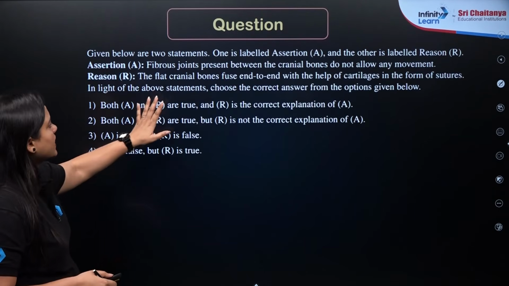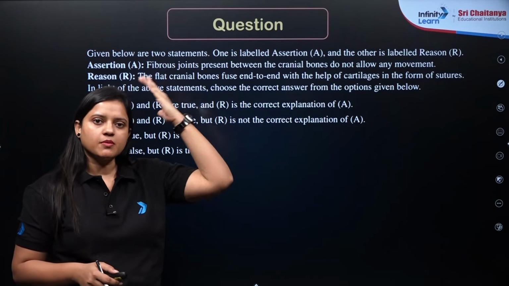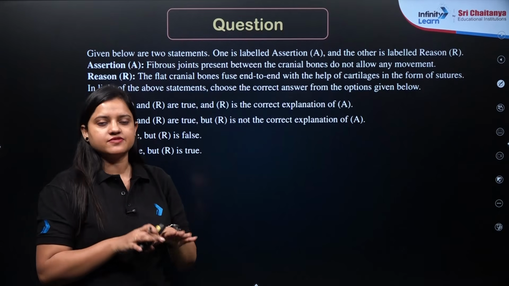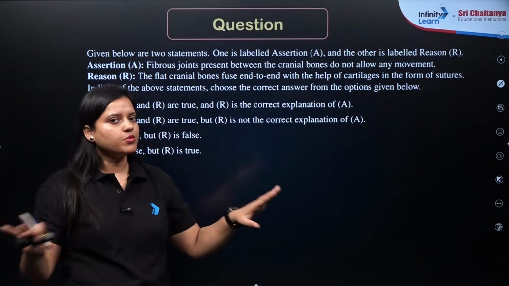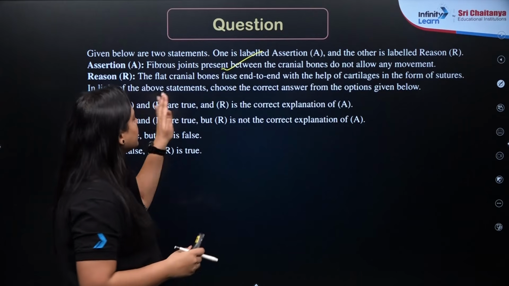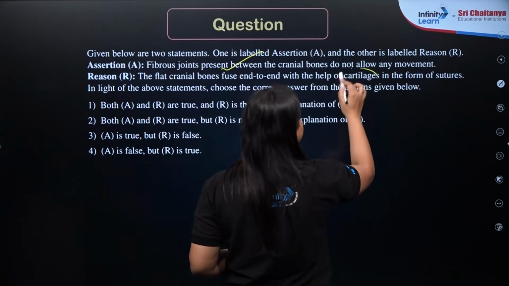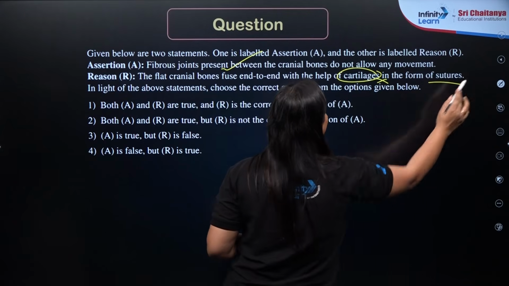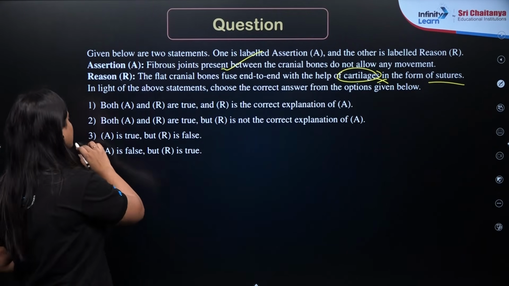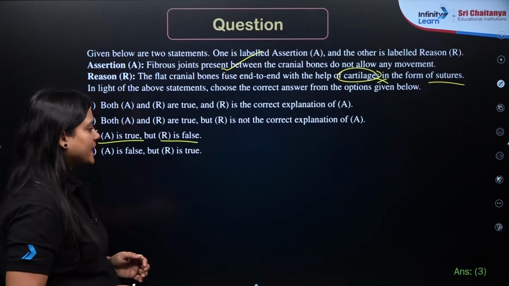Now, fibrous joint present between the cranial bones does not allow any movement. Yes, so when we talk about the cranium, in between the bones there is a fibrous joint and it is an immovable joint, right? So, this is true. The flat cranial bones fuse end to end with the help of cartilage. No, there are fibers and they do form sutures, but these are fibers and not cartilage. This is wrong. So, assertion is true, reason is false. Answer here should be 3, right?